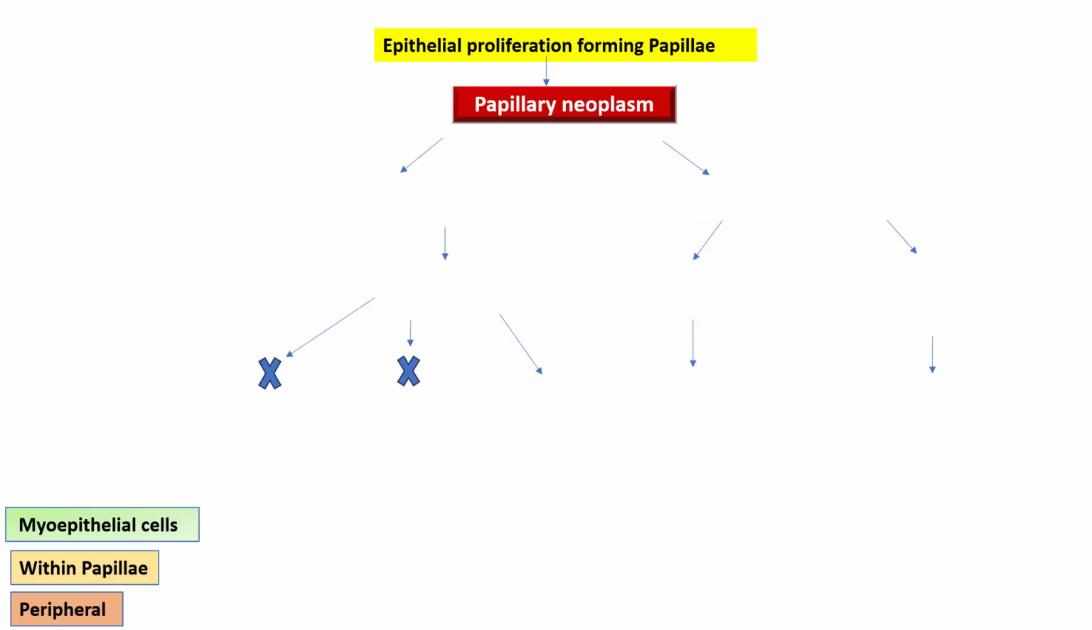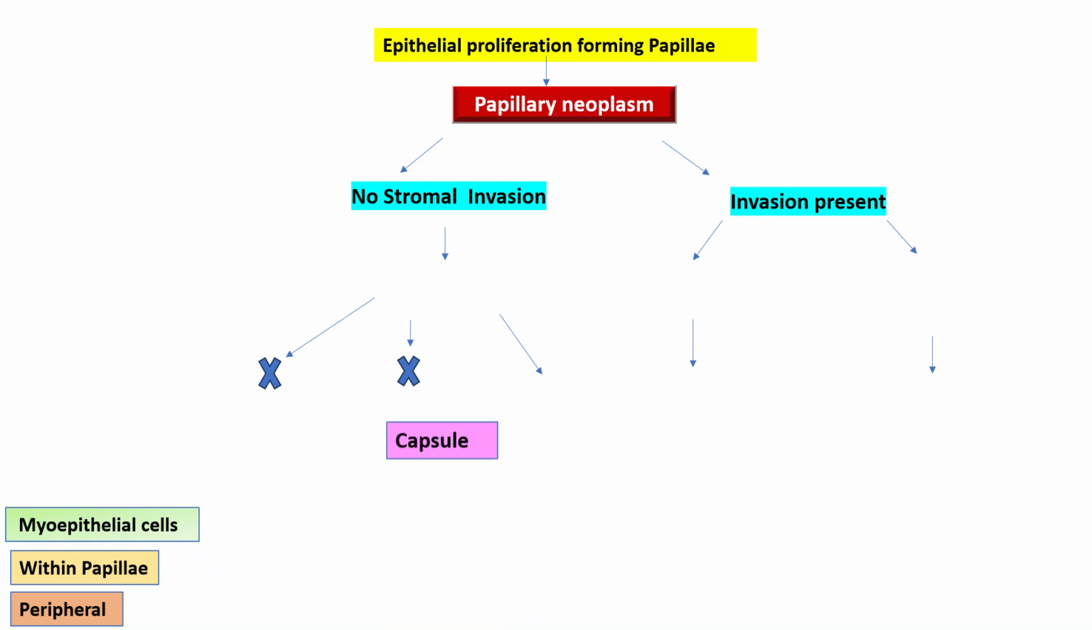This is a flowchart showing how we should approach a case of papillary neoplasm. Once you see epithelial proliferation forming papillae, you will confirm that it is a papillary neoplasm. Next step is you should look for stromal invasion, whether it is absent or present. If the stromal invasion is not seen, next step is you should look for a capsule. Capsule is absent or present.